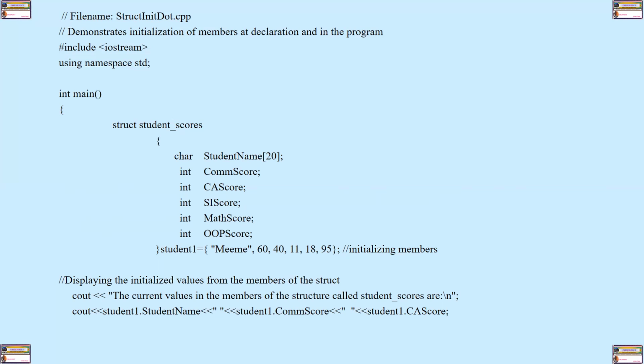Then followed by com score, CS score. This is one line with the spaces separating each of them. And then once we are through with writing out the values of each of the members, we are requesting the compiler to drop one line on the screen or write out a new blank line.